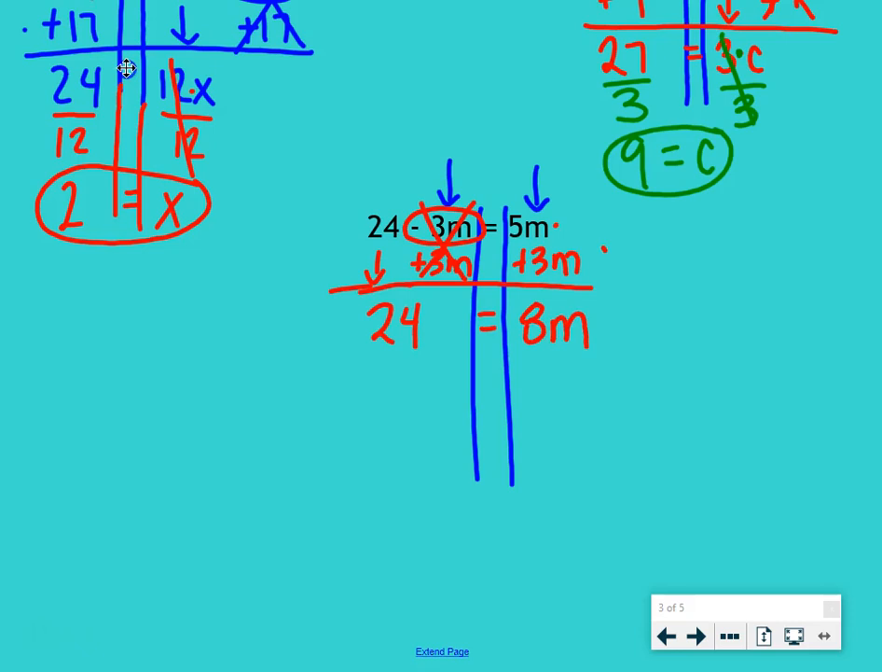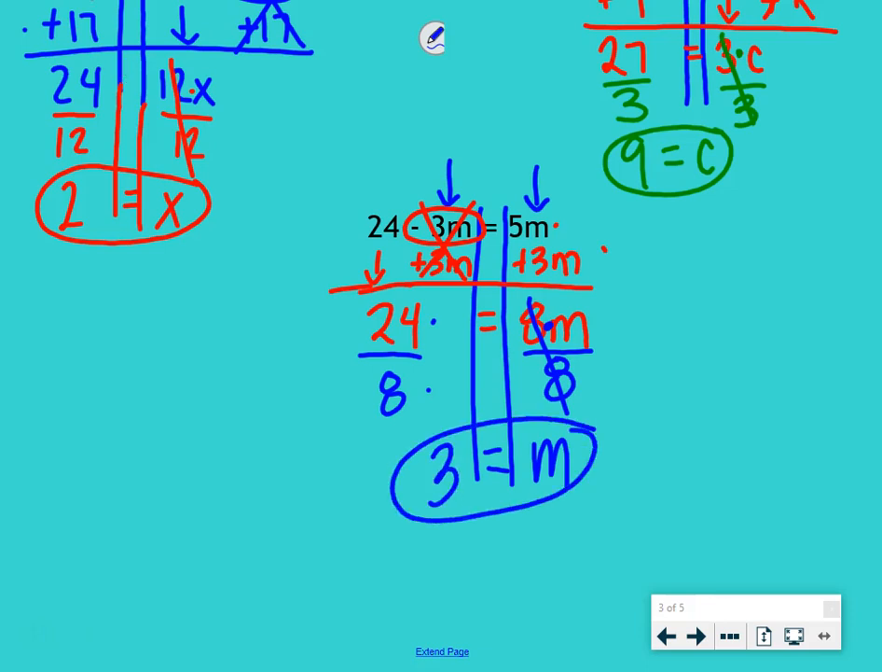Now if we look at our variable, 8m, that's multiplication. So to undo our multiplication, to get that m by itself, to isolate our variable, we need to divide by 8. Undo that times 8 with divide by 8. We get m equals 24 divided by 8 equals 3.